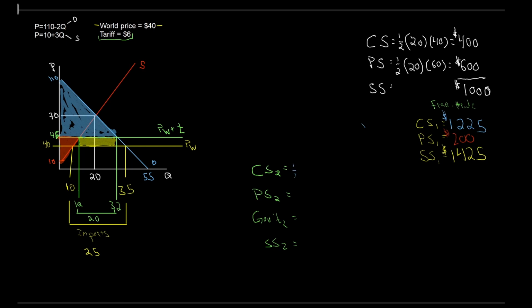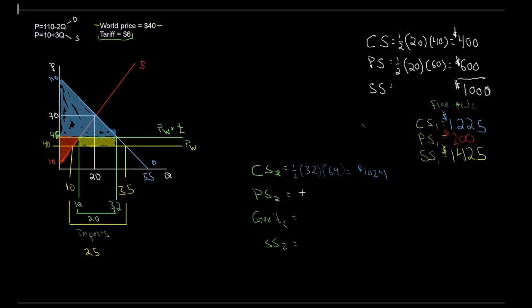To start off, our consumers. 1/2 base, well, they're consuming up to 32. That's a base of 32. Times height, well, our height is 110 minus 46. We have a height of 64. Okay, so 1/2, 32 times 64. We get a consumer surplus of 1,024. So we see that in respect to the free trade situation, consumers are worse off. But in relation to the initial domestic case, yeah, they're still better.